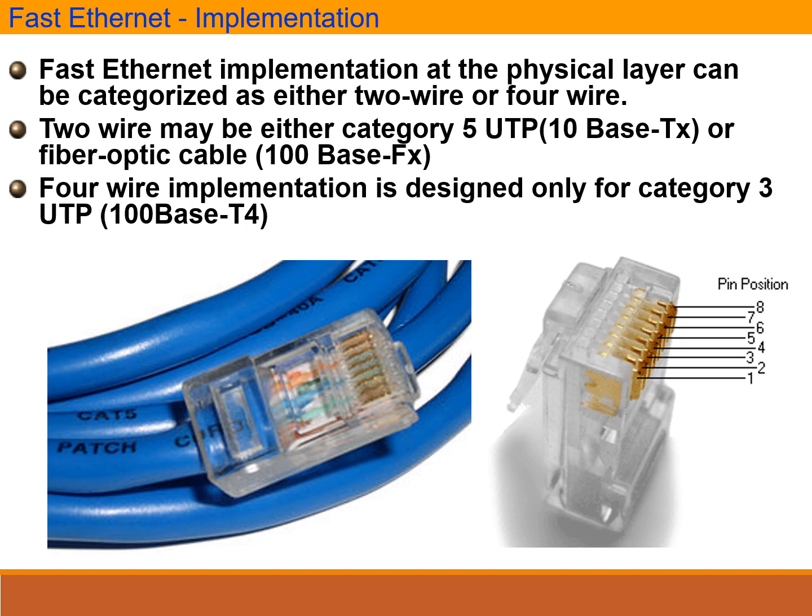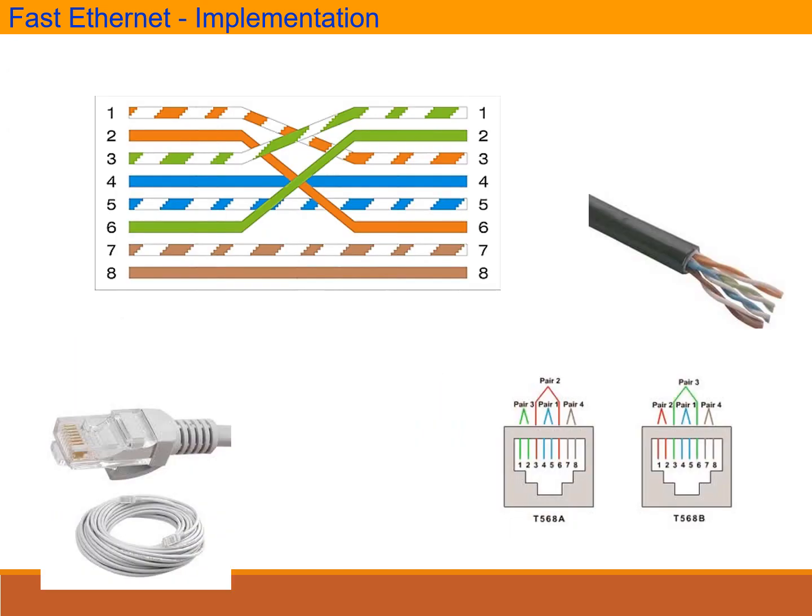And the next one is fast Ethernet implementation. For this implementation we are using two types of wire here, 2 wire or 4 wire we are going to use for connection. So this is an example of a wire.